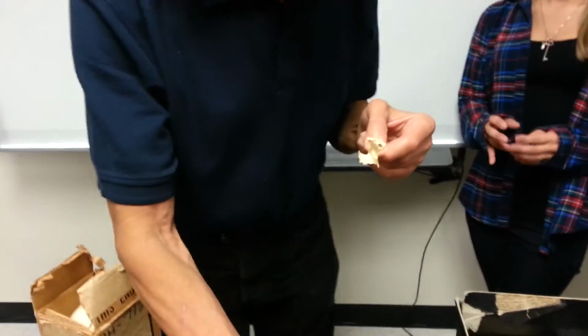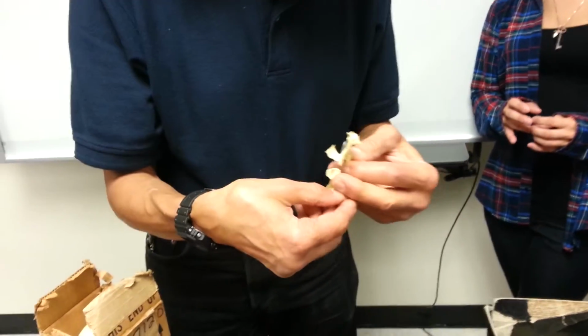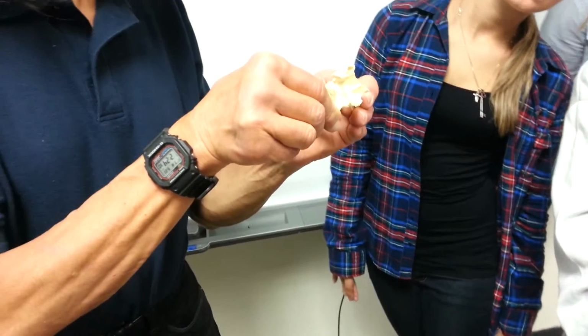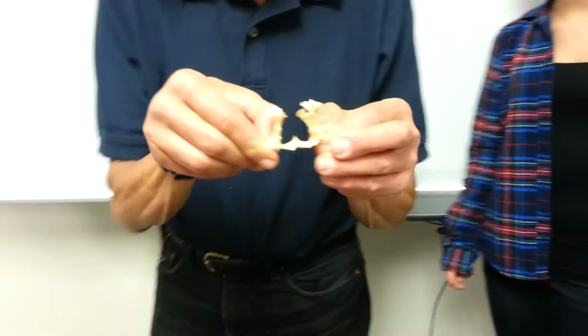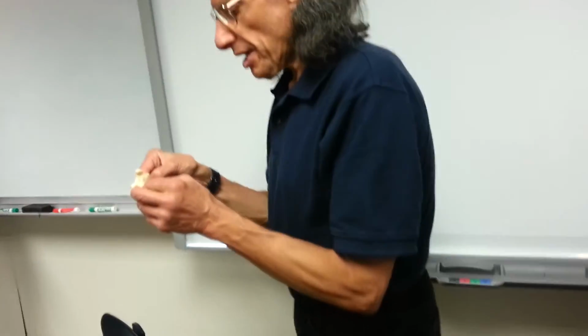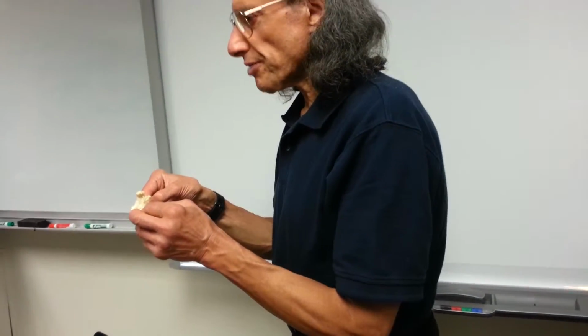And the two palatine bones articulate with one another at an intrapalatine suture, right over there, which is directly behind the intermaxillary suture, toward the rear of the hard palate.